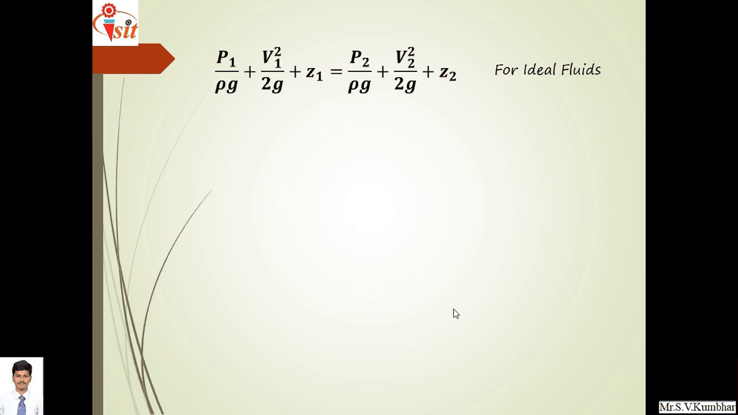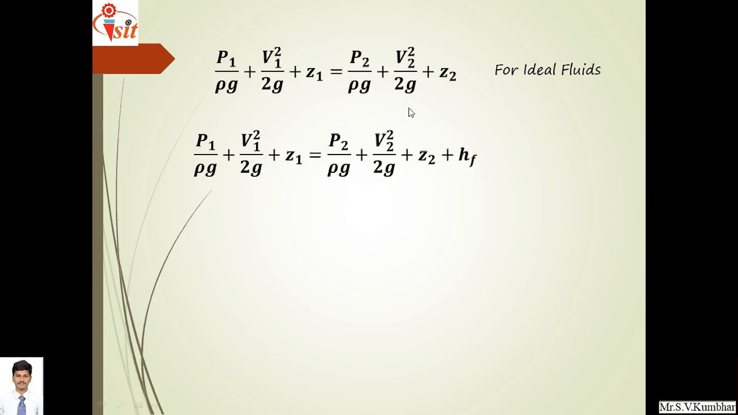Now an ideal fluid is that fluid where viscosity is 0. But in nature, such a fluid does not exist. But under some circumstances, we can assume water or air as an ideal fluid. In general, in nature, real fluids are present. Now this equation is modified as P1 upon rho g plus V1 square upon 2g plus Z1, which is equal to P2 upon rho g plus V2 square upon 2g plus Z2 plus HF.